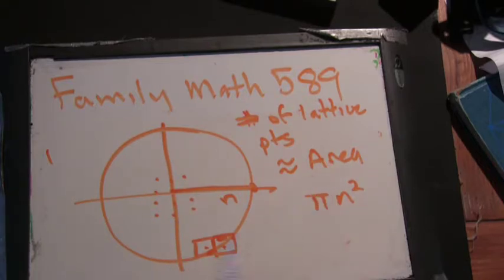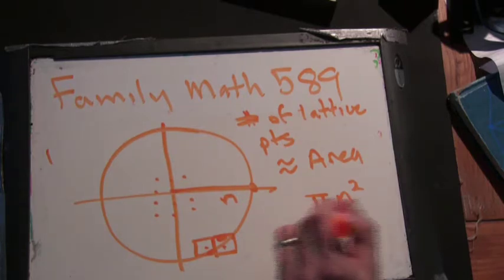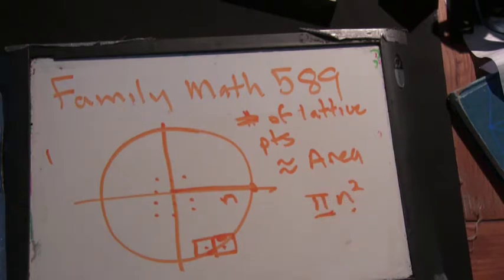Is the area ever going to be an integer? Is pi times an integer ever going to be an integer? No. Why not? Pi is not an integer. Pi is irrational; it's not a ratio of two integers. So no matter how big the circle gets, counting the lattice points is never going to be exactly equal to the area. It's always just an approximation, but it'll be a better and better approximation to the area.